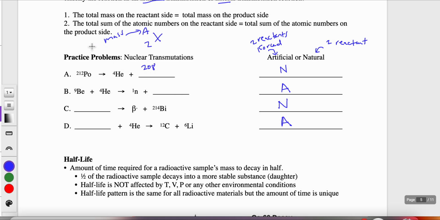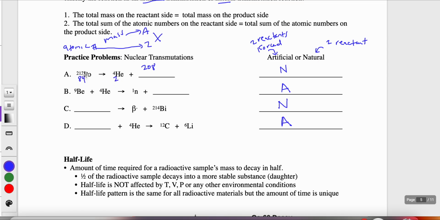So the missing structure's mass must be 208. We also need to take a look at the atomic number, so that's the lower number. And the atomic number represents the number of protons. So this information is not given, so we can find the atomic number based on the symbol on the periodic table. So when we look up Po, it has an atomic number of 84. And when it goes through this transmutation, He, let's look up its atomic number, which is 2 on the periodic table. He takes 2 protons with it.